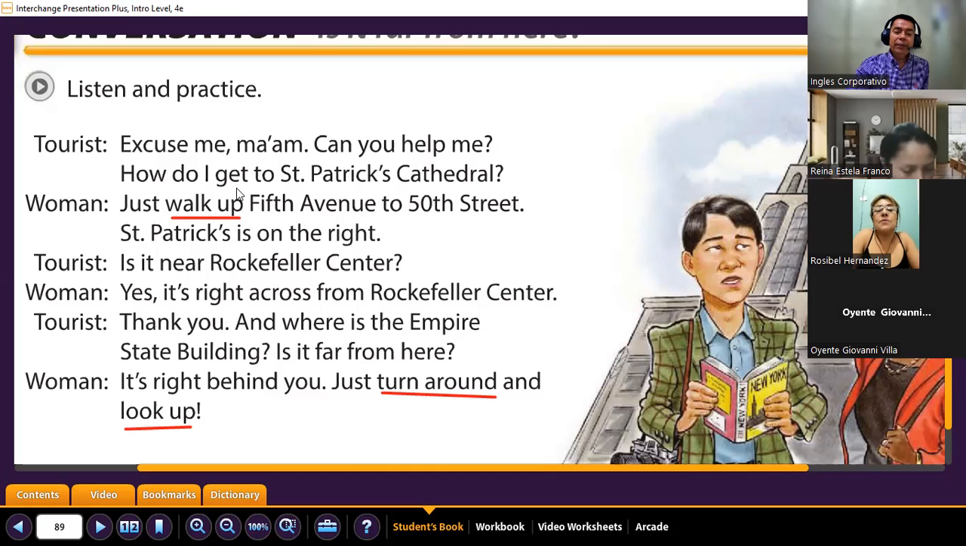How do I get to Saint Patrick's Cathedral? Saint Patrick's Cathedral. Cathedral.